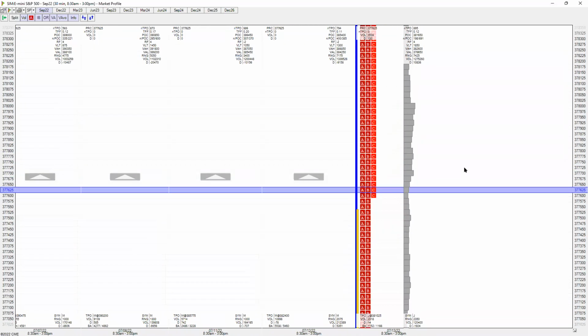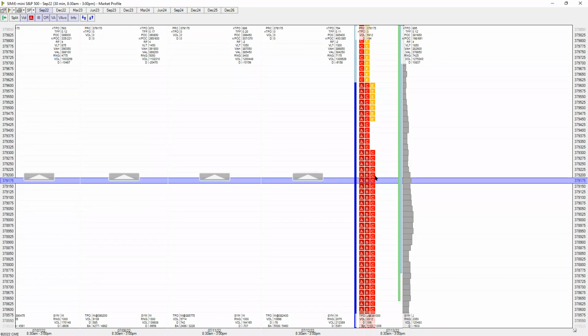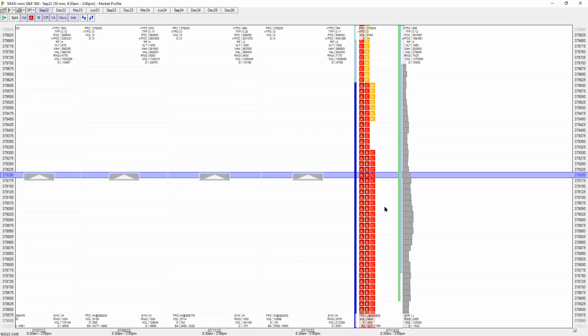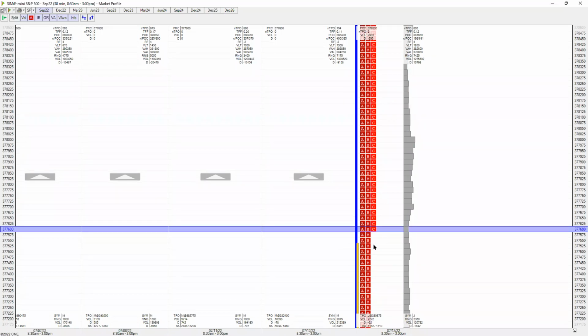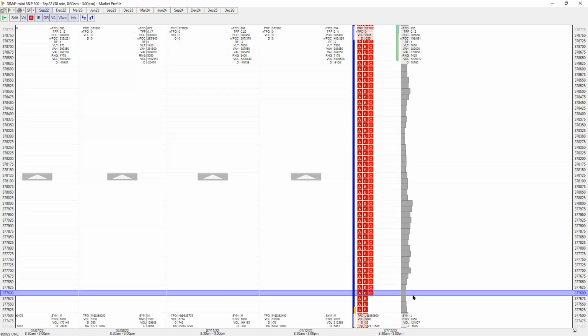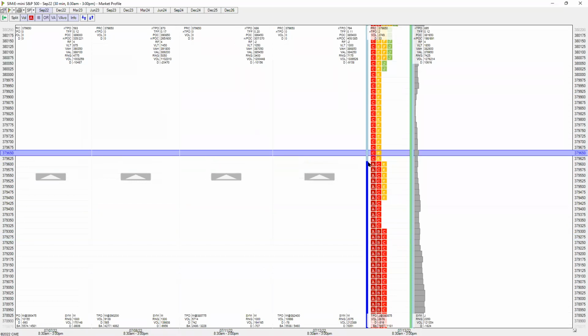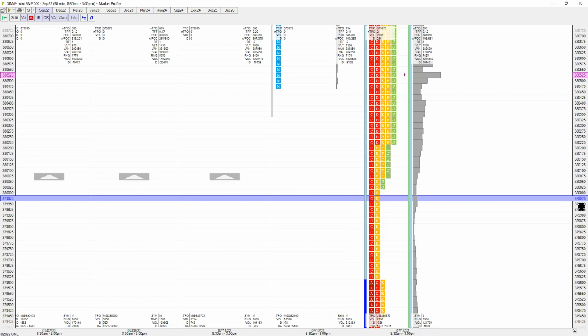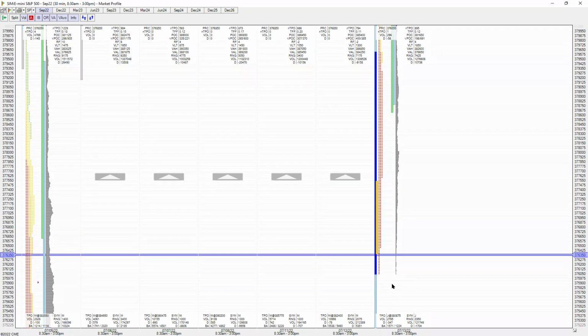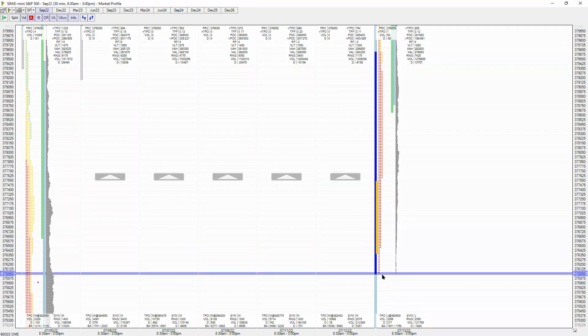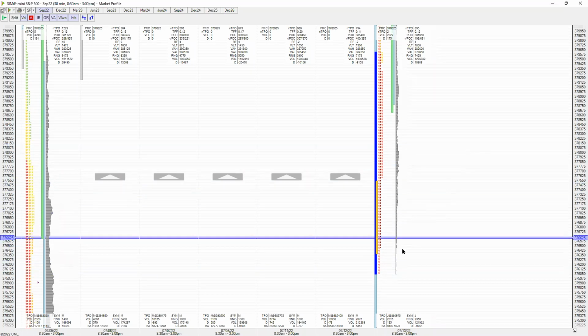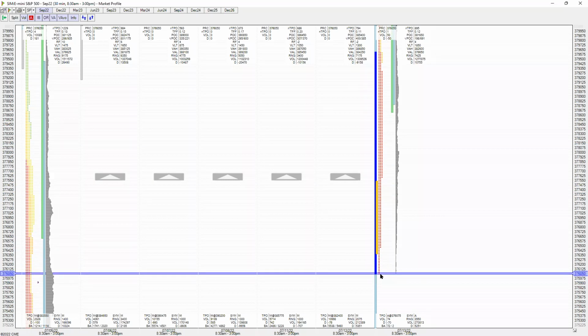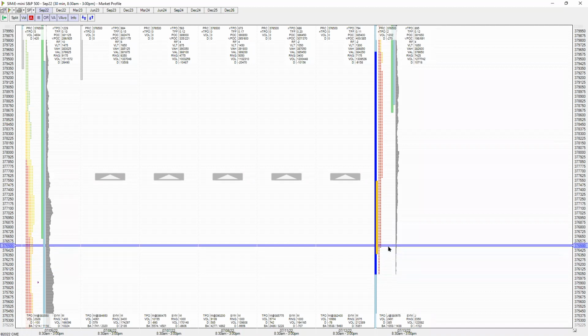B period continues to push higher. It doesn't take out the high of A, but C period doesn't take out the low of B, not even close, and takes out the high of B and A and drives higher. So the fact that this excess down here remains, this is a buying tail. This is an area where price got too cheap for sellers to continue to push into it. Buyers took over and pushed price quickly away from it.